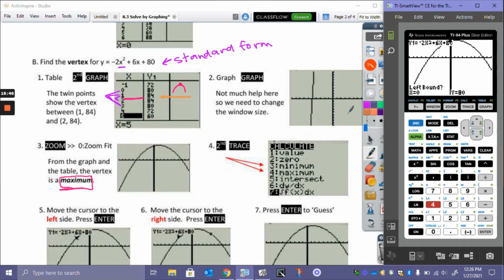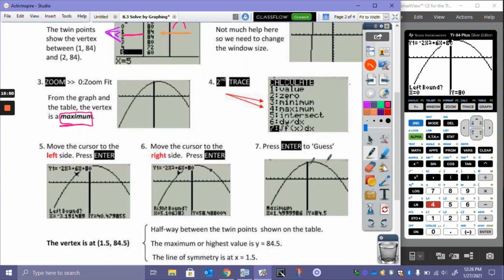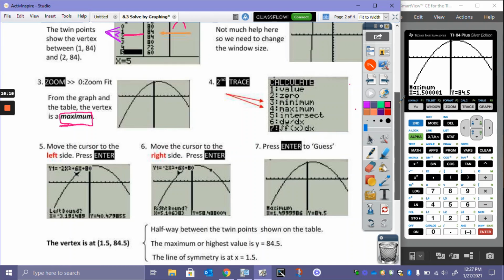So let me scroll down over here so you can see the next steps. 5, 6. So we're going to go to the left side of what we know to be our vertex and press enter. Now it says right bound, so we're going to go to the right side of our vertex and also press enter. And then notice it says guess. We're going to hit enter one more time. And it gives us a maximum of 1.5 and a y value of 84.5.